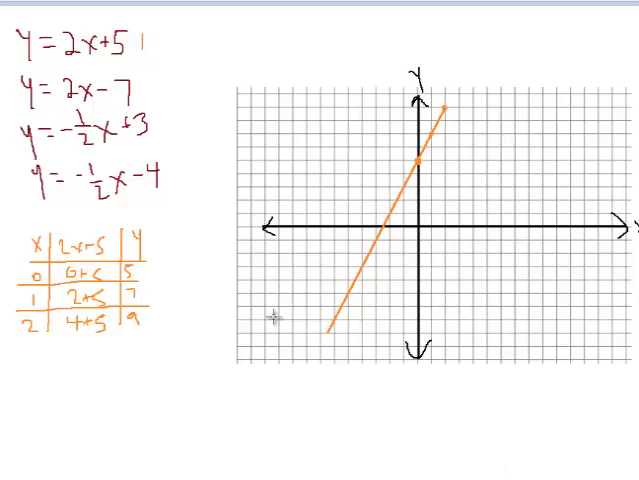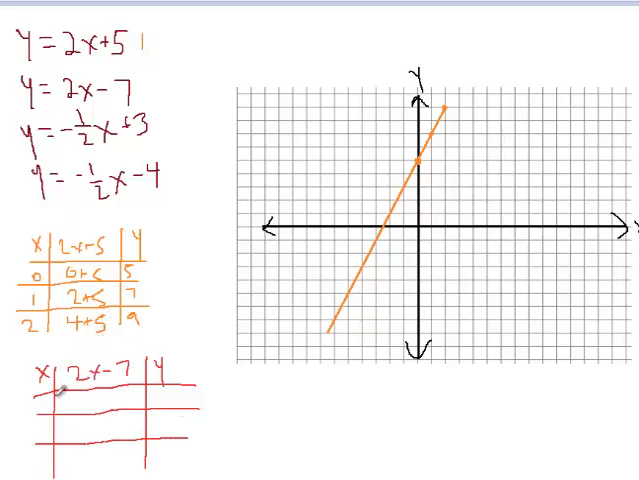Okay, I think that's about right. Let's do our second one in red. Y equals 2x minus 7. Again, we'll try the x and y. Okay, 2x minus 7. Again, we'll try 0, 1, 2. 0 minus 7 is negative 7. 2 minus 7 is negative 5. And 4 minus 7 is negative 3. So we've got 0, negative 7, 1, negative 5, and 2, negative 3.